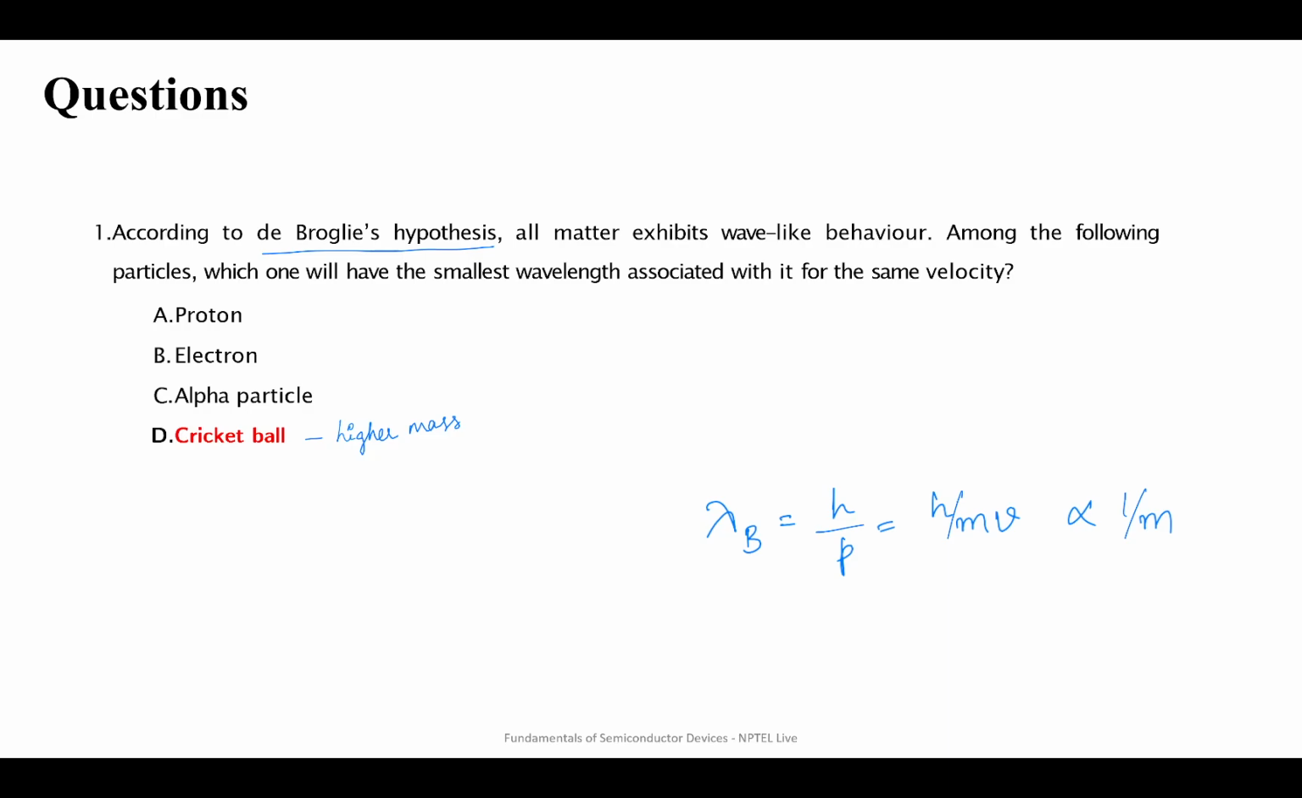So the answer would be cricket ball, because the mass of the cricket ball is much higher than all three of these, and we know that lambda de Broglie is equal to h by p. So for the cricket ball, the p will be much higher, so lambda will be much less, which is why for macroscopic large objects, the wave-like behavior is much less pronounced, because the associated wavelength is so small that it is negligible.